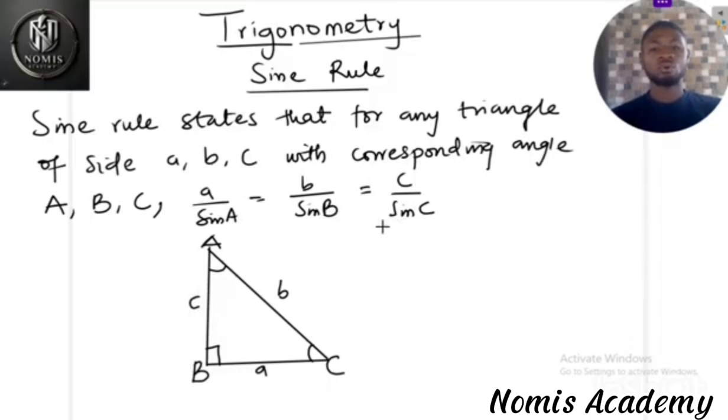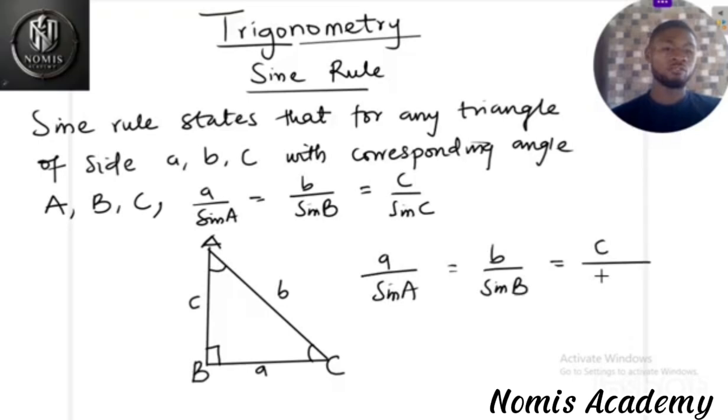So the sine rule is saying that, to tell the relationship between the angles and the sides of this triangle, a over sin A is equal to b over sin B and is equal to c over sin C. So this holds for any triangle regarding sides and angles.